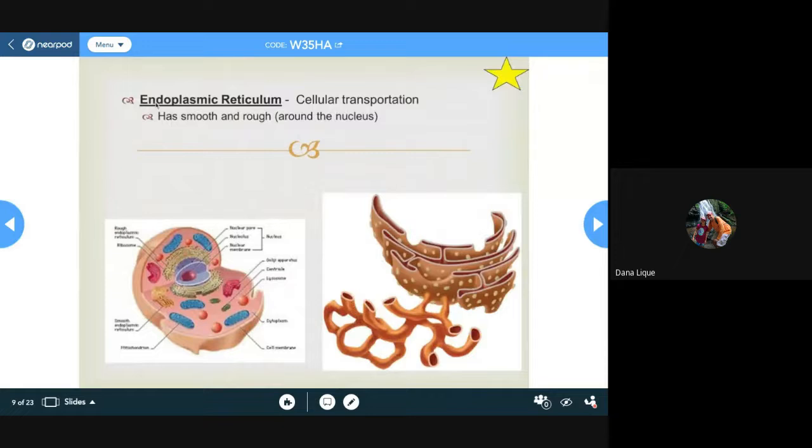All right. Endoplasmic reticulum, sometimes just called the ER, is only in eukaryotes. It's used for cellular transportation, so it helps move stuff around the cell. There's a rough version. It's usually wrapped around the nucleus here, and then the smooth version. The reason the rough version is called the rough ER is because it has the ribosomes attached to it, which help make the proteins.